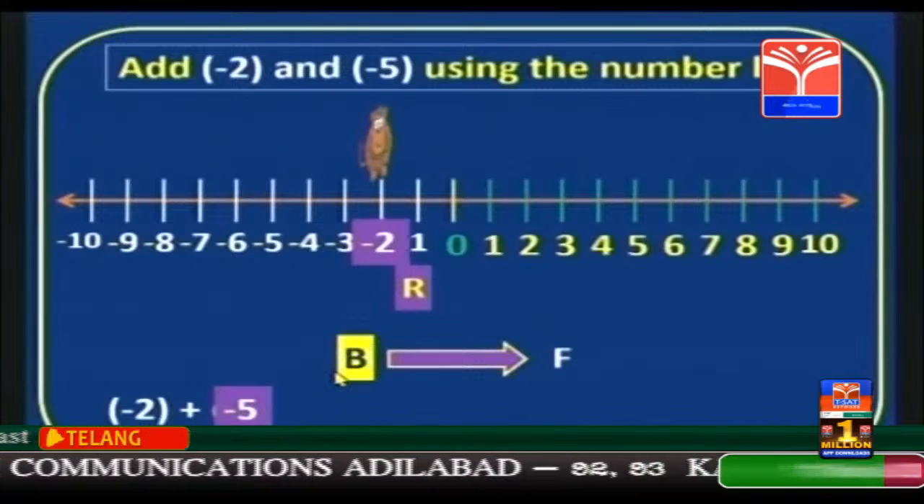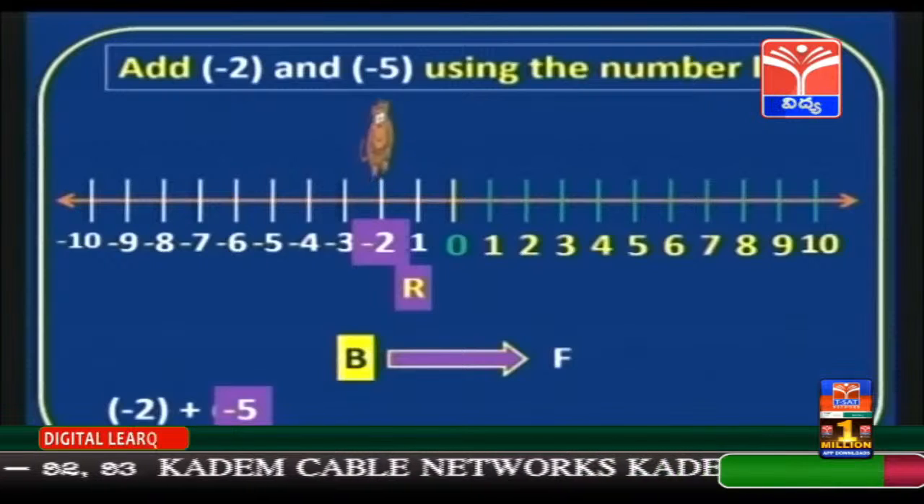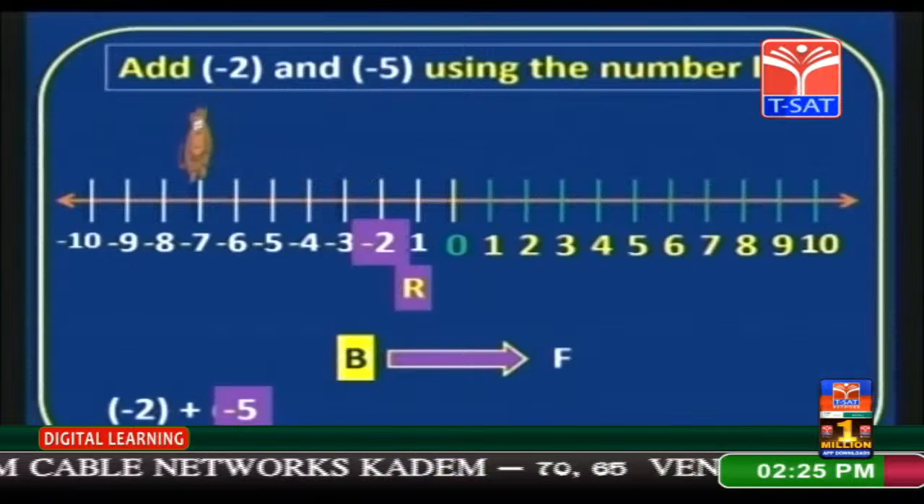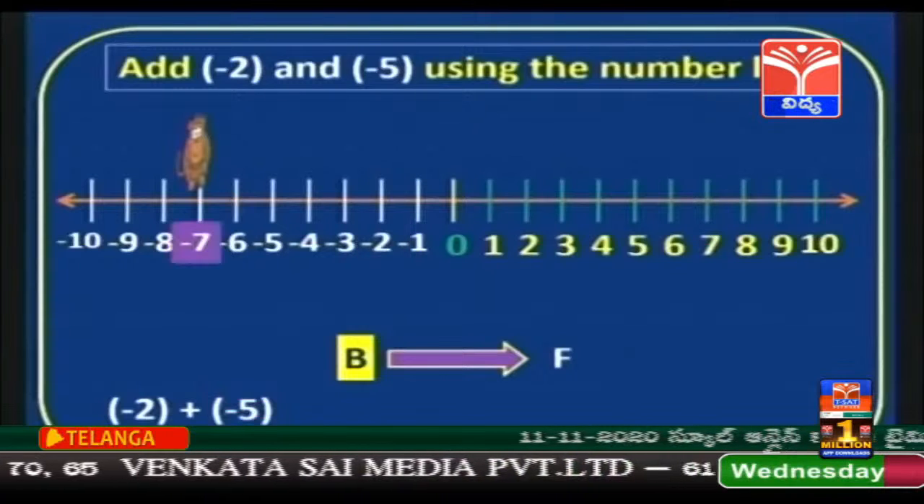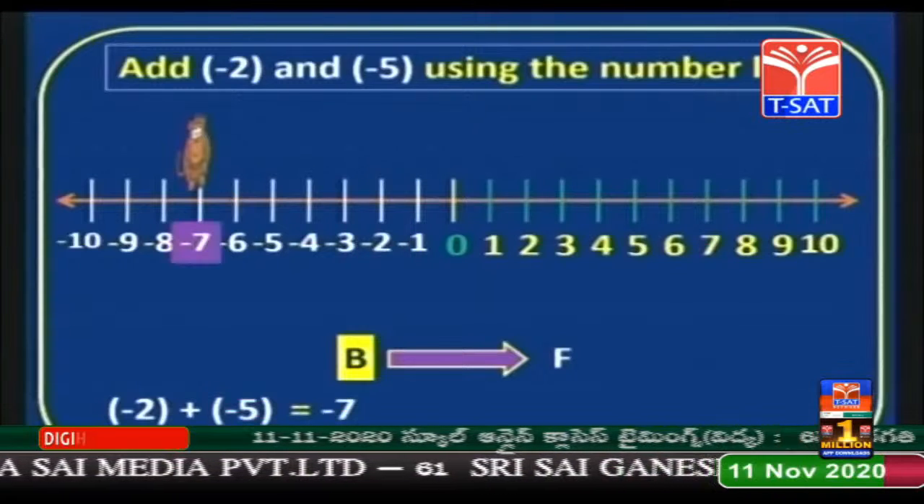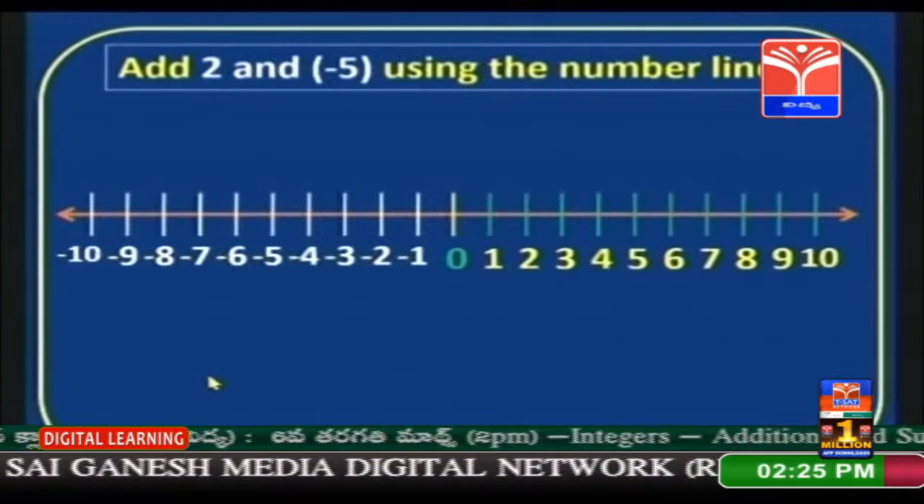So again I am taking a monkey here. This monkey is jumping backward. How many steps? Yes, 5 steps. Now where is the monkey? Yes, it is at minus 7. So what is the answer? Minus 7. Now let us add 2 and minus 5 using the number line.